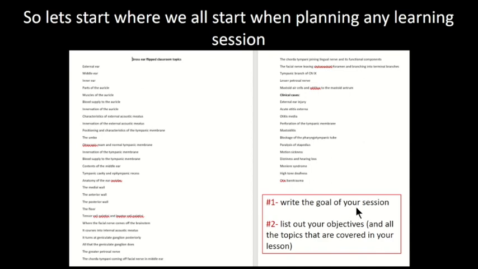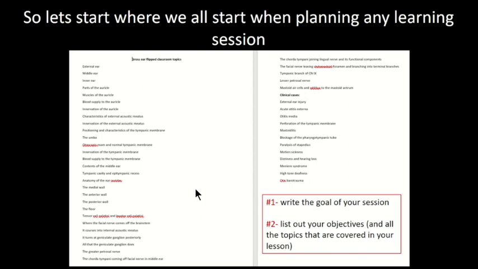So the important thing with any learning session is that you know what the goal of your session is, and you know the objectives of the session. So you know all of the information, or what you want them to do in the end, what information you want them to recall, describe, or explain. And you need to make your preparatory materials match that expectation.